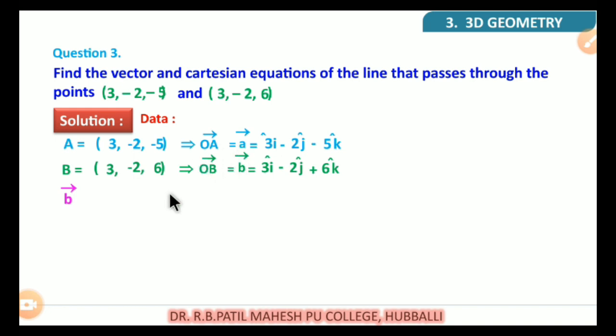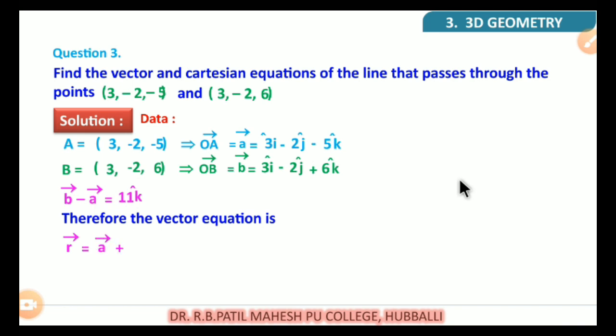Now let us find B vector minus A vector. Here 3 minus 3 is 0, so the coefficient of i is 0. Minus 2, minus of minus 2 means minus 2 plus 2, which also becomes 0 into j, so just neglect it. Plus 6, minus of minus 5, therefore 6 plus 5, that is 11k. Therefore B minus A vector is equal to 11k. Therefore the vector equation of the line can be taken as vector r is equal to A plus lambda into the bracket of vector B minus vector A.